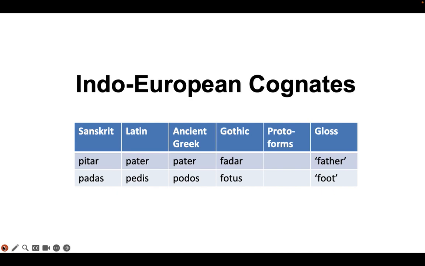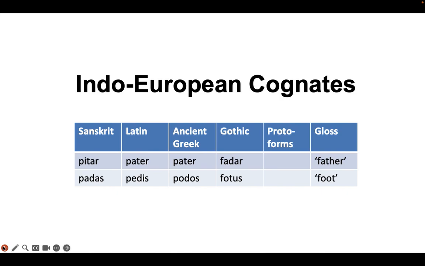Now after that, three of the words have the vowel a, and then one of them, Sanskrit, has the vowel i. So the majority principle tells us that the most likely vowel in the protoform was a.